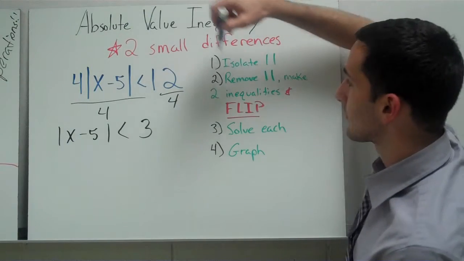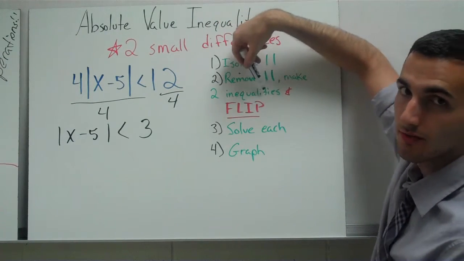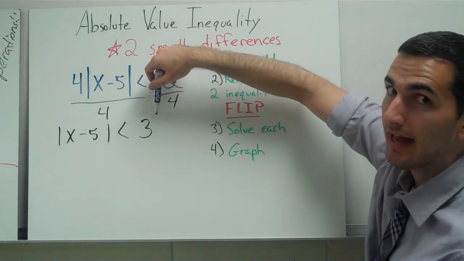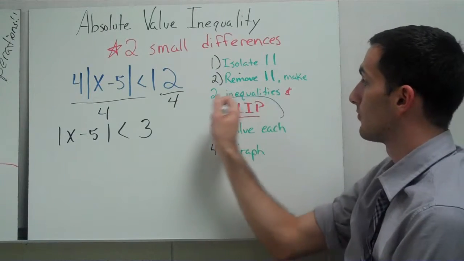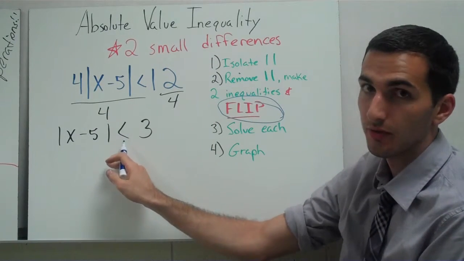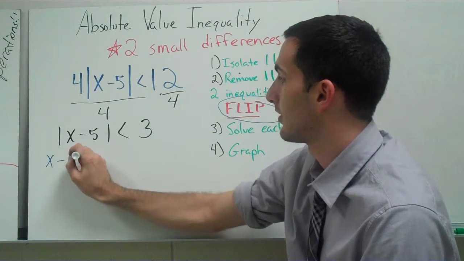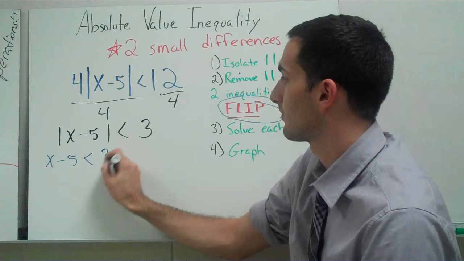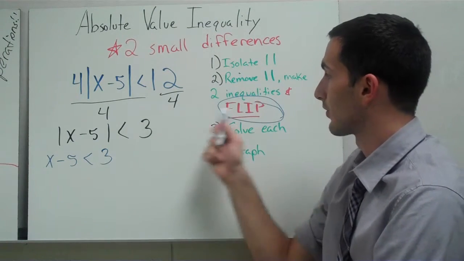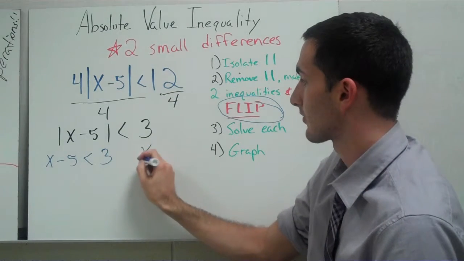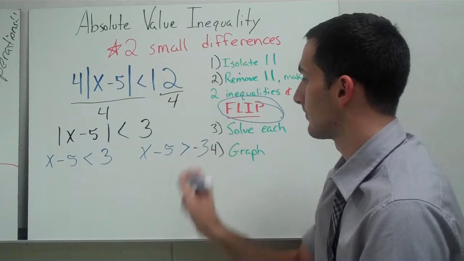Our next step is very similar. Remove the absolute value bars and make 2 inequalities. We're going to use 3 and -3. Now the only difference here is we're going to flip our inequality when we make 2 different ones. So our first inequality will look like this. X minus 5 is less than 3. Our next one, we're going to switch our sign and we're going to flip our inequality. So we'll get x minus 5 is greater than -3.